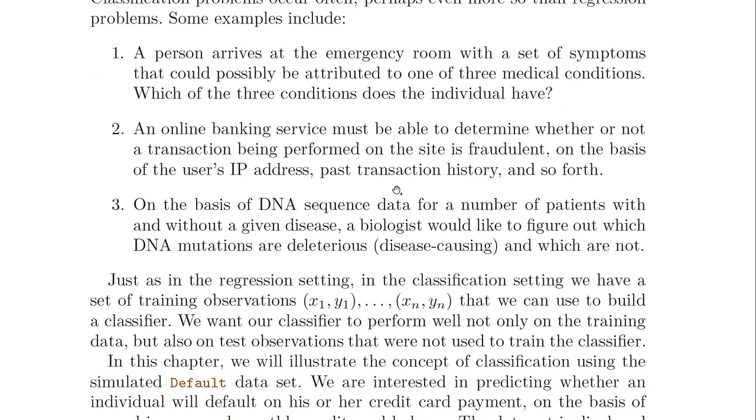Second example, online banking, and each observation is no longer a patient, but a transaction. And you're going to classify the transaction. This is now a binary response: fraudulent or not fraudulent. You're not looking at symptoms this time around as your predictor variables, but you're looking at the user's IP address, past transaction history, etc., etc.